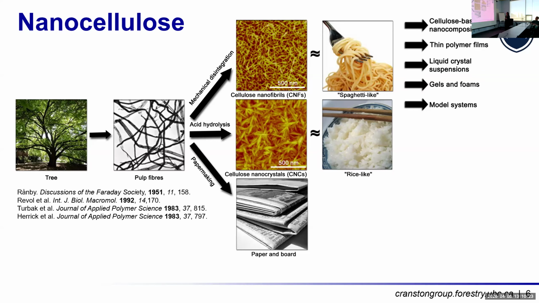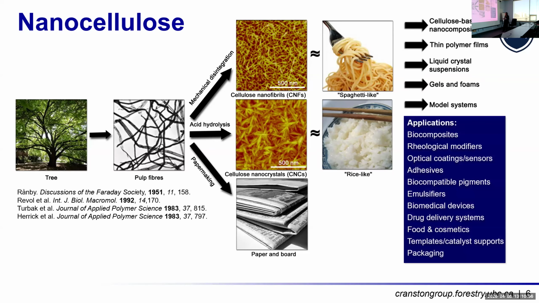And we use these materials to make composites, to make films and coatings. The cellulose nanocrystals in the middle here form liquid crystals and have really interesting optical properties in water. We can make gels and foams and emulsions for a range of applications, and quite often looking at these materials as model systems. So when I say model systems, we want to better understand the interaction between cellulose and water, cellulose and polymers, and that's really important for the pulp and paper industry, for composites, and for textiles in particular.